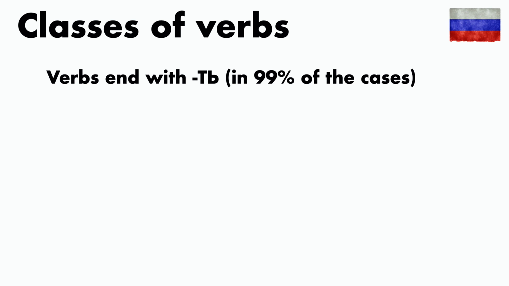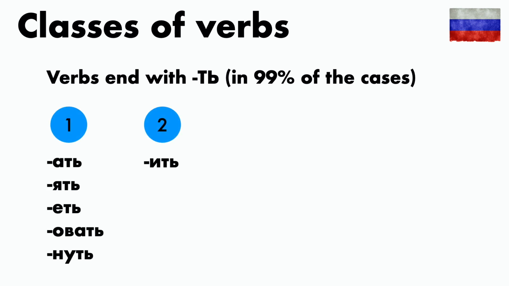This is rather simple, because virtually all verbs in Russian end with the letter т and мягкий знак, which is the soft sign in the Russian alphabet. After that, the classes of verbs are separated. Those classes are used as categories because the different verbs are conjugated slightly differently, as you will see later on.